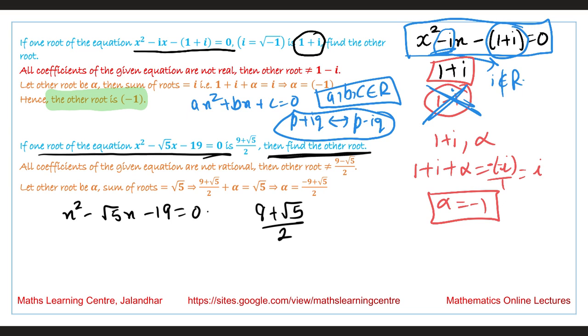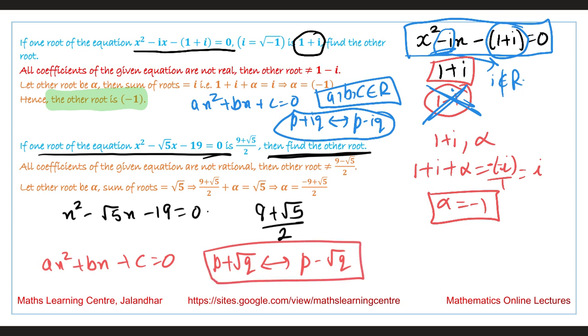Again, if we talk about the formula, the result says that if ax square plus bx plus c is equal to 0 has a root of the form p plus square root q, then the other root is p minus square root q. This result holds only if a, b, c are rational numbers.